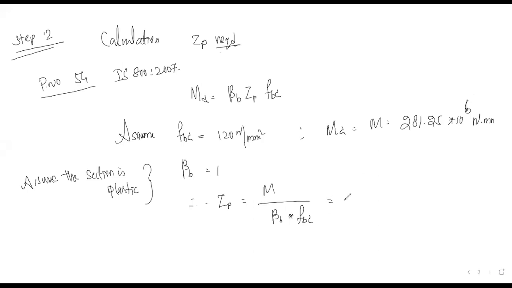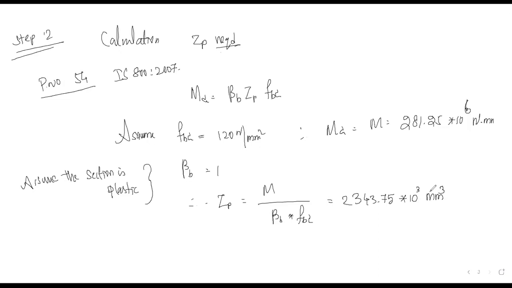So 281.25 into 10 to the power 6 divided by 1 into fbd value, which is 120. If I substitute this, I get the value of 2343.75 into 10 to the power 3 mm cube. So I have to choose a section more than our required value.